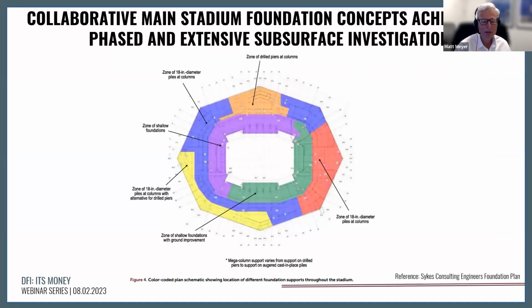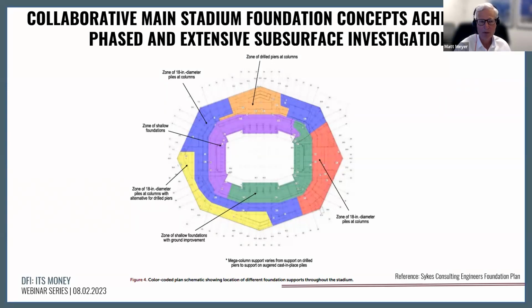So just a high-level overview of the various different foundation systems that are beneath the Falcon Stadium or Mercedes-Benz Stadium. As you can see here, a myriad of colors. It was quite an interesting, fun project. We referred to this foundation concept as the patchwork quilt foundation system or concept, because there are quite a few foundation solutions, as you can imagine and see here, for this particular stadium support.